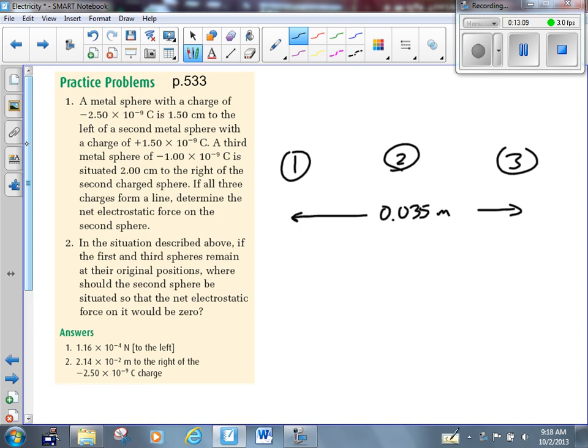Charge 1 was negative 2.5 times 10 to the minus 9. Charge 2 was 1.5 times 10 to the minus 9. And charge 3 was negative 1.00 times 10 to the minus 9 coulombs. All right. We need to know this value right here. We need to know where charge 2 has got to be in order to have a net force of 0.